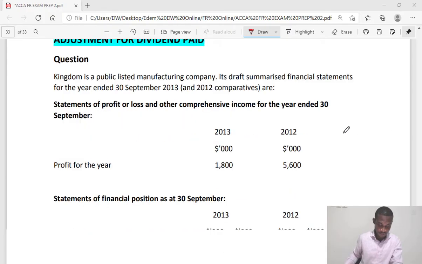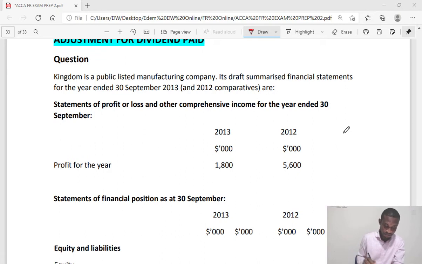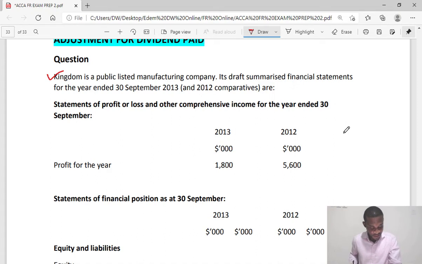So we have Kingdom. Kingdom is a public listed manufacturing company. Its draft financial statements are for the year ended 30th September 2013. We have 2012 as the comparative year. So we have the profit for the year. Take note, we have 2012 and 2013.